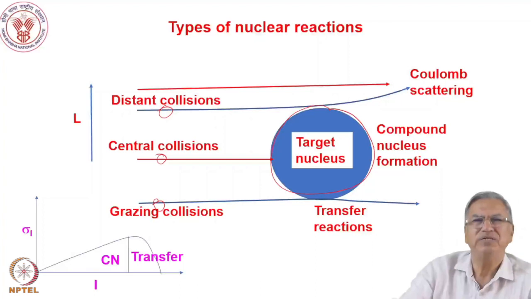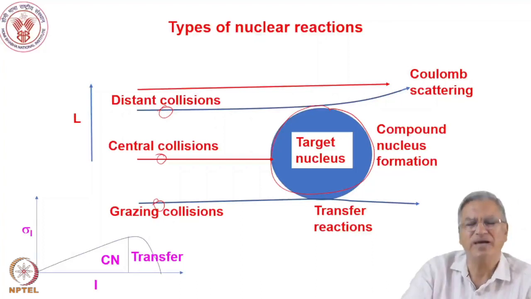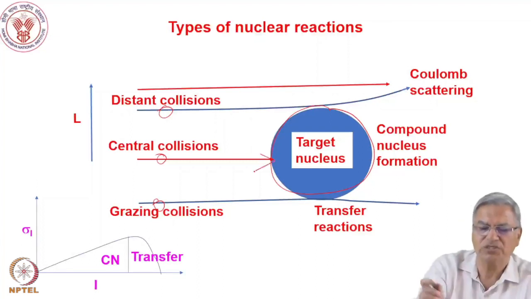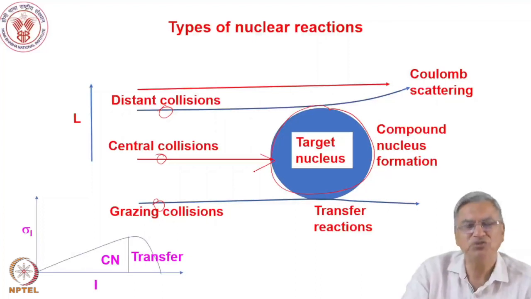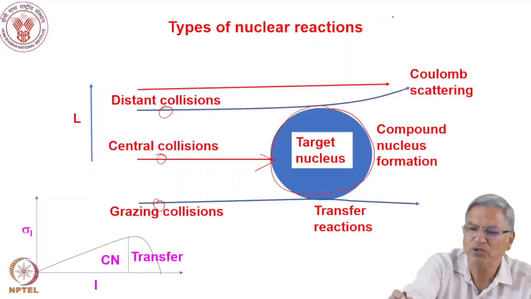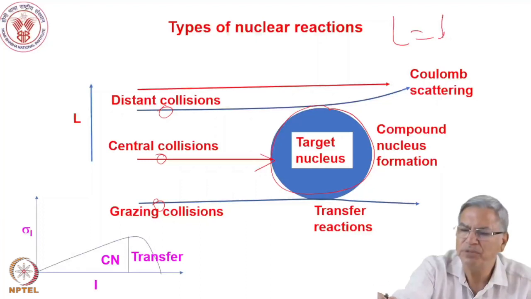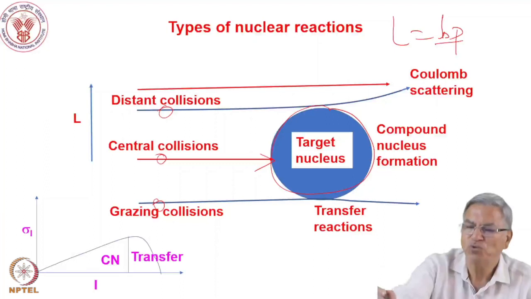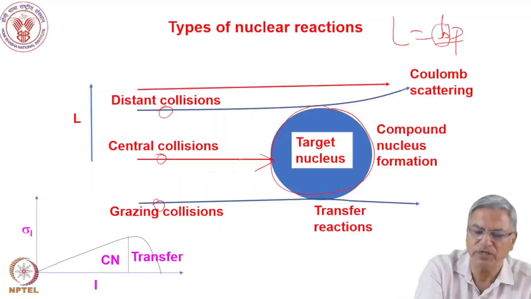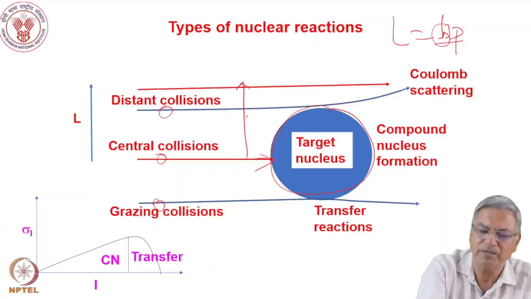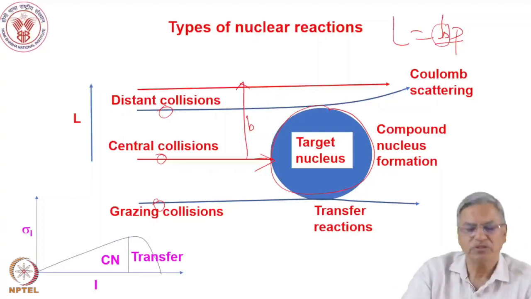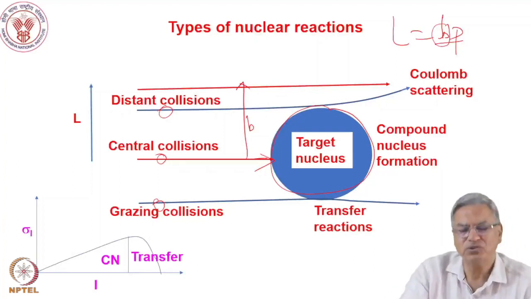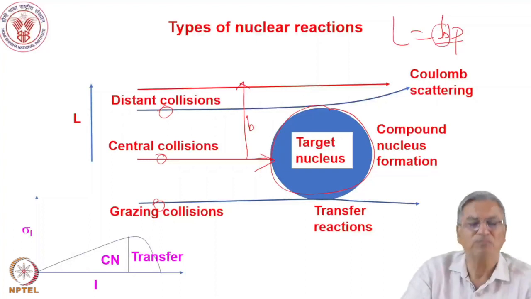If you recall the previous lecture, we defined the angular momentum involved in a nuclear reaction. So the angular momentum for the central collisions, that means the impact parameter is zero. Angular momentum, if you recall, is equal to b times p, impact parameter into the momentum. So the central collisions mean the impact parameter is close to zero. For them, the angular momentum is zero.